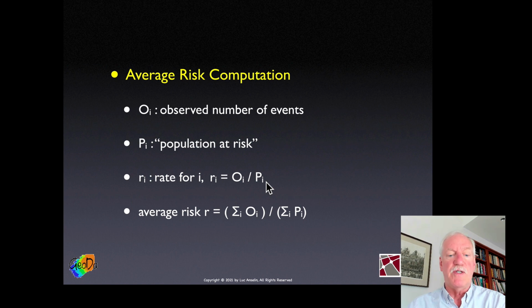The average risk is the sum of all the cases, the sum over i of all the O_i, over the sum of all the populations, the sum over i of all the P_i. So now we have our average risk.